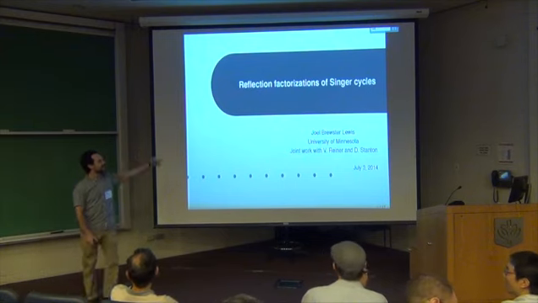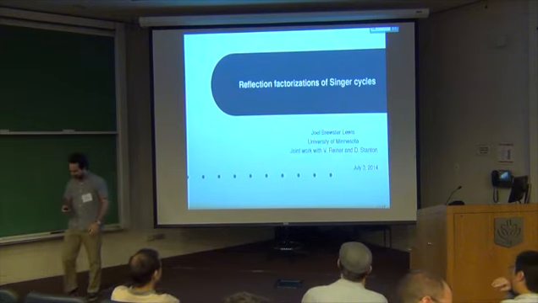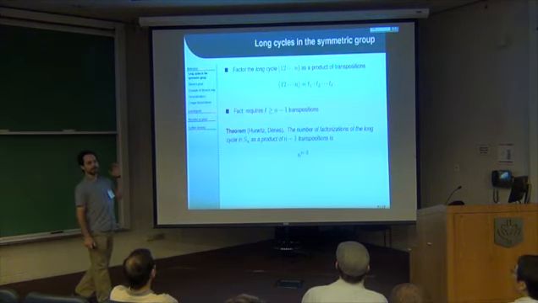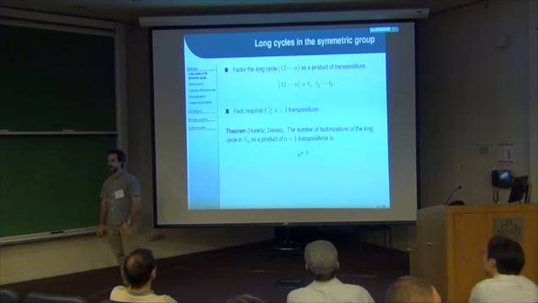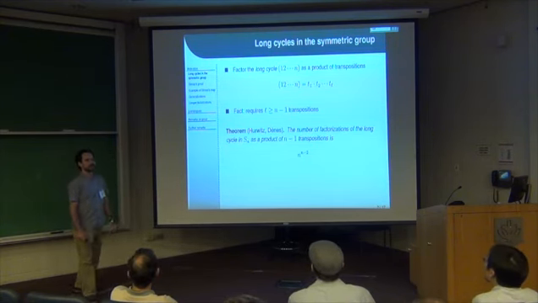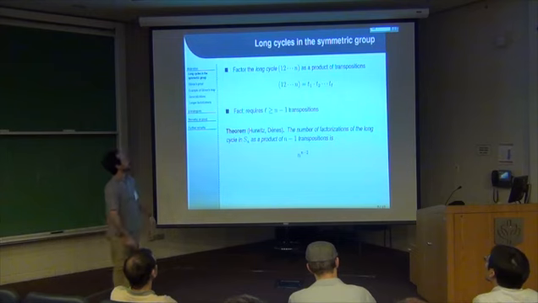So I want to tell you about some joint work with Vic Reiner and Dennis Stanton, who are also both at the University of Minnesota. And so the problem I want to tell you about is actually a problem in the general linear group over a finite field, but let me motivate it with some really nice combinatorics having to do with the symmetric group.